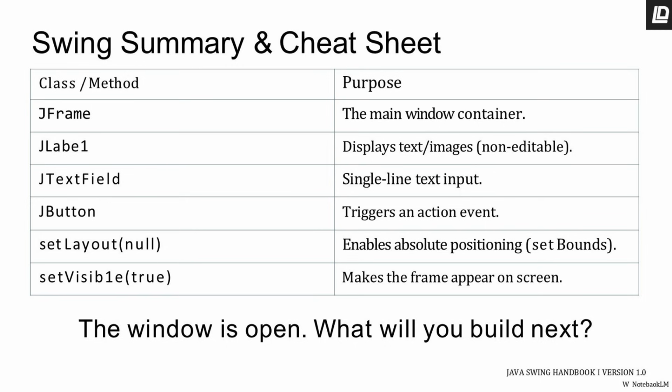Swing is Java's toolkit for creating interactive GUI applications. JFrame is the main window. JPanel groups components. JLabel, JButton, JTextField, JTextArea display text and take input. JComboBox, JCheckBox, JRadioButton handle selections. JOptionPane shows pop-up messages.